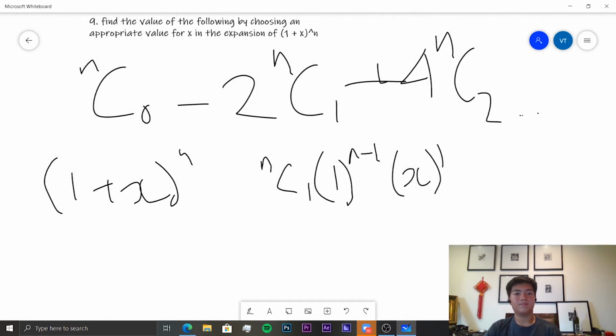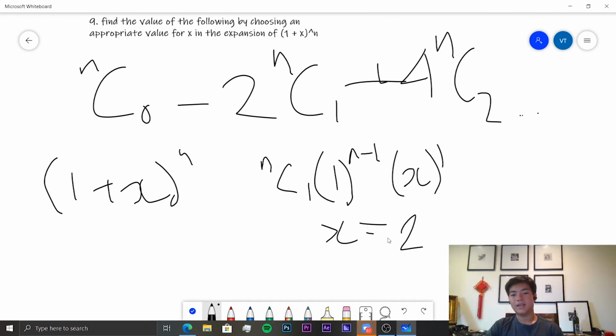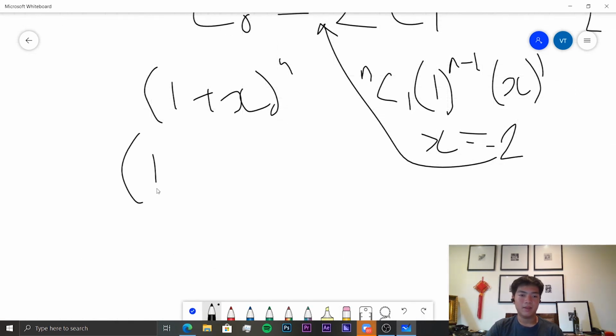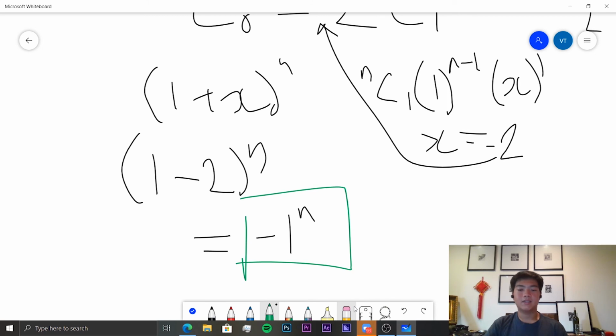Honestly, is it just, yeah, it's just 2, you see. So in this case, x must be equal to negative 2, since that's the only way this would become negative 2. So back in the binomial, we have 1 minus 2 to the n, and so this sequence is simply equal to negative 1 to the n. Pretty simple. And so that's it for this second section of the speedrun for chapter 1.4 today.